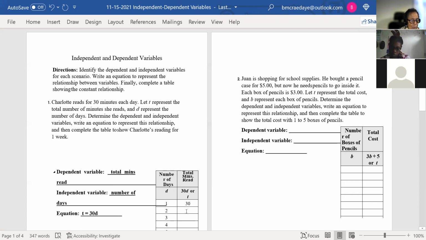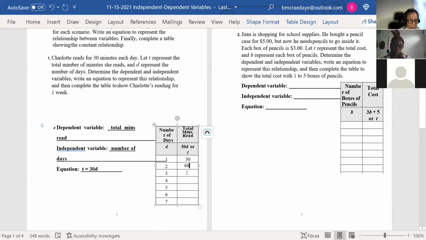What would it be for day 2? Day 2 would be 60. That's right. What would day 3 be? 90. So we can fill in our table. And 4 days would be 120. Right. And 5 days is 5 times 30, 150. Each time we add 30, right? Because it's 30 minutes per day.